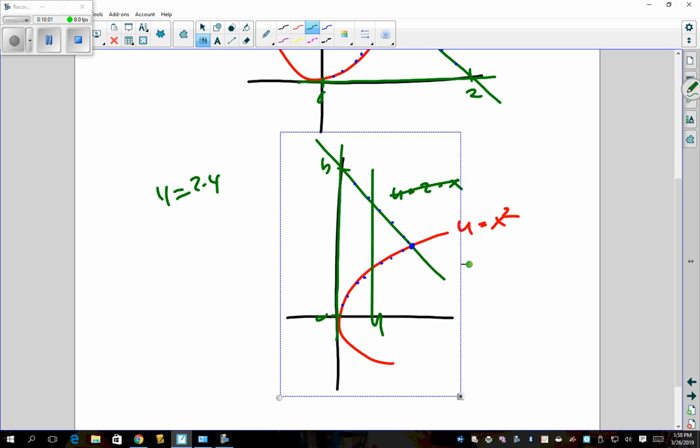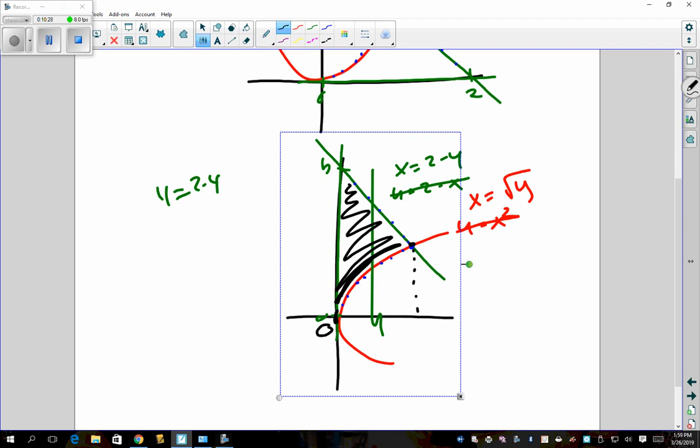So my top function becomes x equals 2 minus y, and my bottom function becomes x equals the square root of y. So I'm turning them a little bit and rewriting them. And so now my top function is still my linear, my bottom function is my parabola, and I'm going from 0 until this intersection point right here.